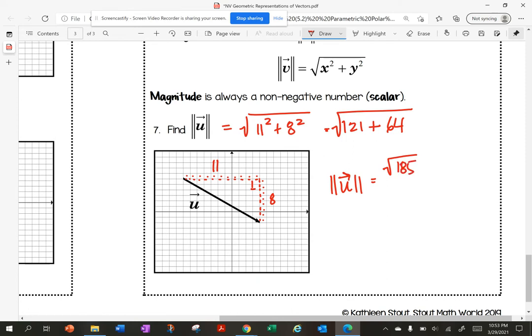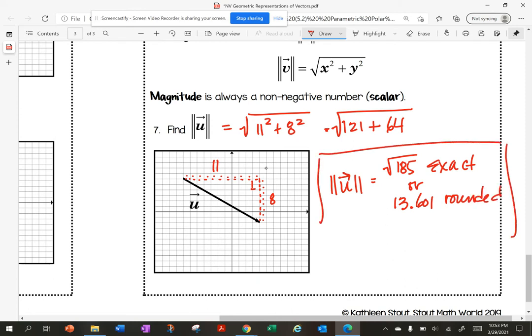If I want to round to 3 decimal places, this will be 13.601 rounded. So this is the hypotenuse of a right triangle. I'm finding the magnitude, which is the hypotenuse when I break down into the horizontal and the vertical components.